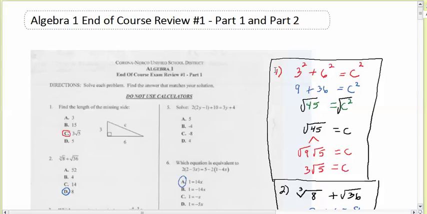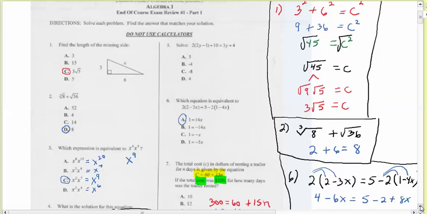The work is right here. So we squared the first side, we squared the second side, equal to c squared. I did the math. I got the square root of 45 is equal to c. I broke that down into square root of 9 and square root of 5, so I ended up with 3 square root of 5. So that's what your c value is. So it's letter C.